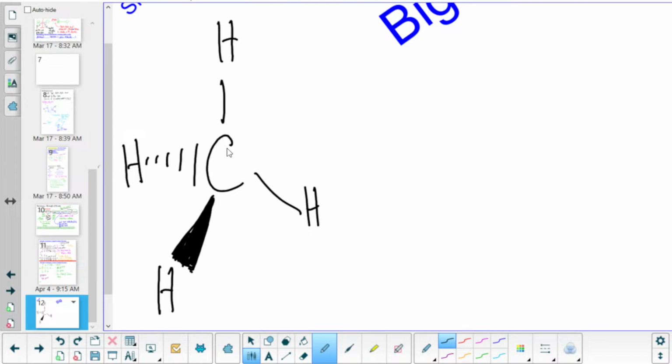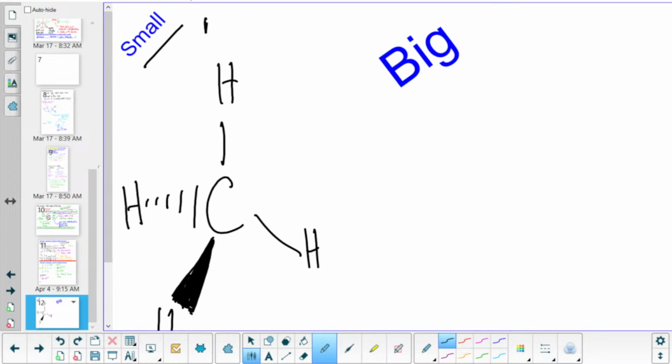Every one of these angles between each other is 109.5 degrees, and so this is a perfectly symmetrical molecule, but it is very small. This is methane, and it is methane gas.